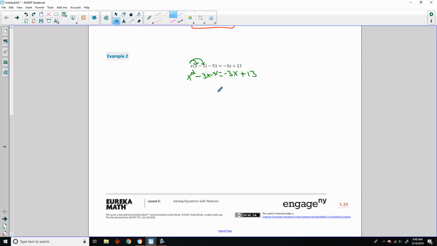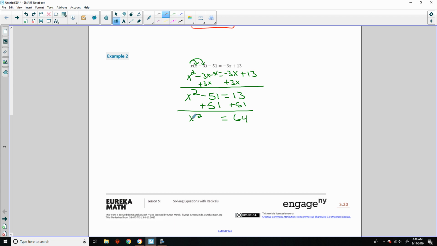Okay, I want to get all of my x's on one side, so I'm going to add 3x to both sides. x squared. My linear term cancels. These cancel, and I get 13. I want to move all my constants over to the other side, away from the x. Add 51 to both sides, and I get x squared equals 64.